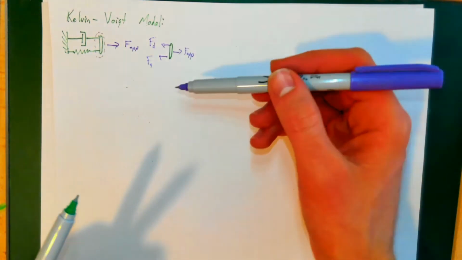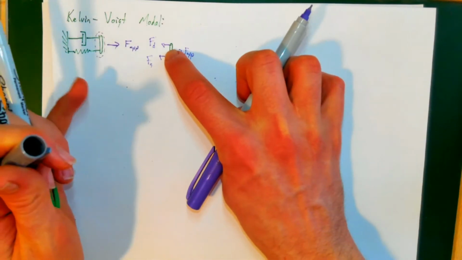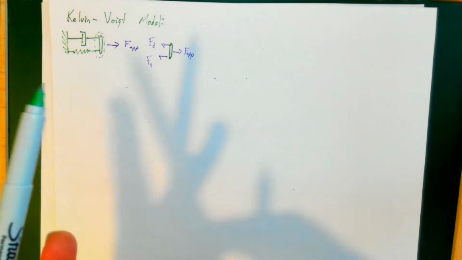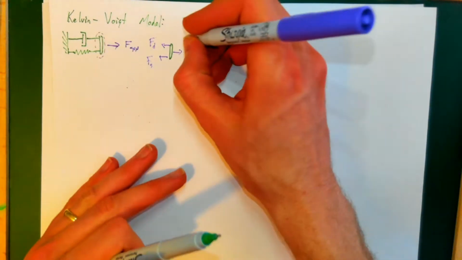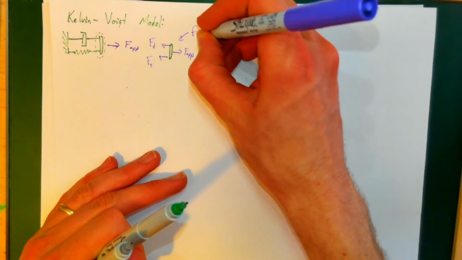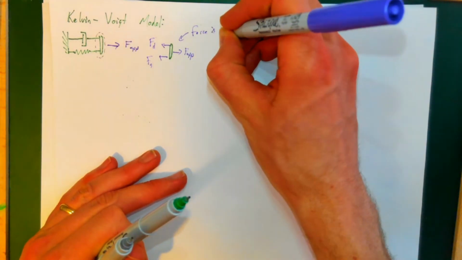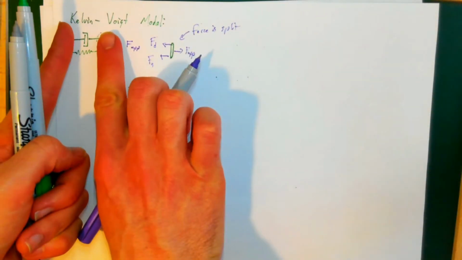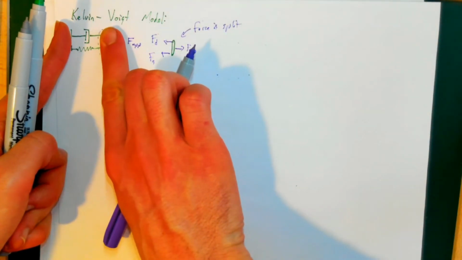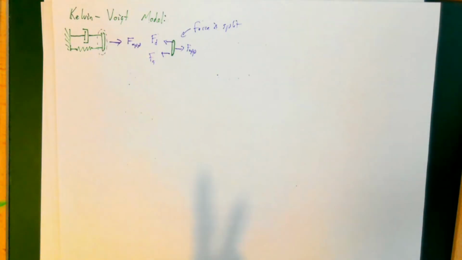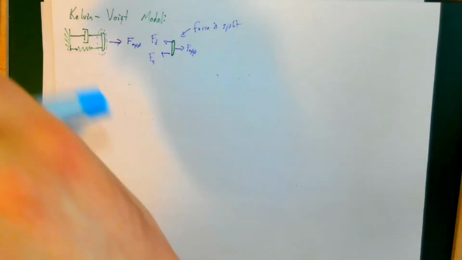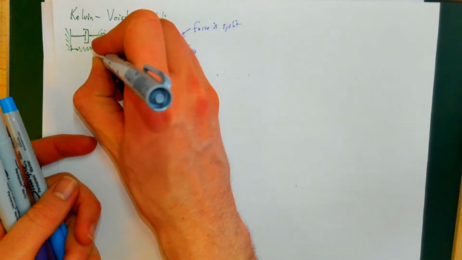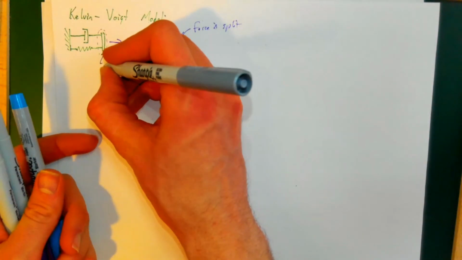So basically, the force that it takes to deform the material is split. And if we imagine both the spring and the dashpot attached to this material right here, the displacements are locked together. So displacements are together.